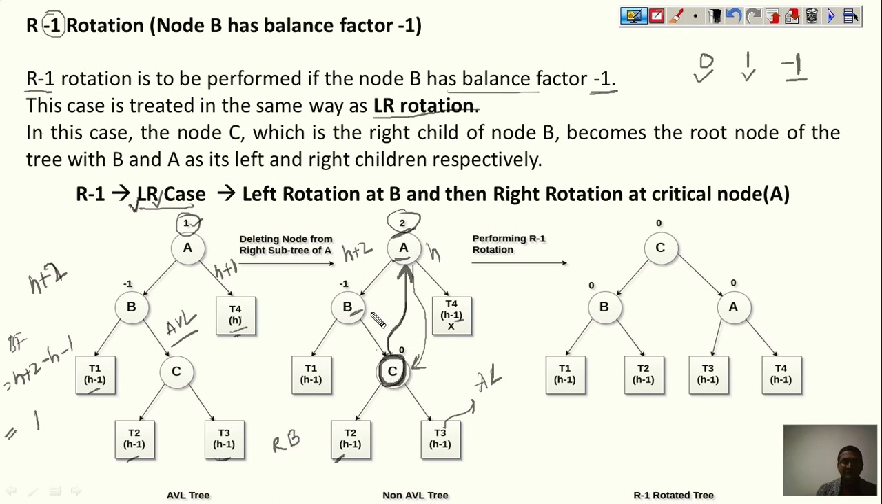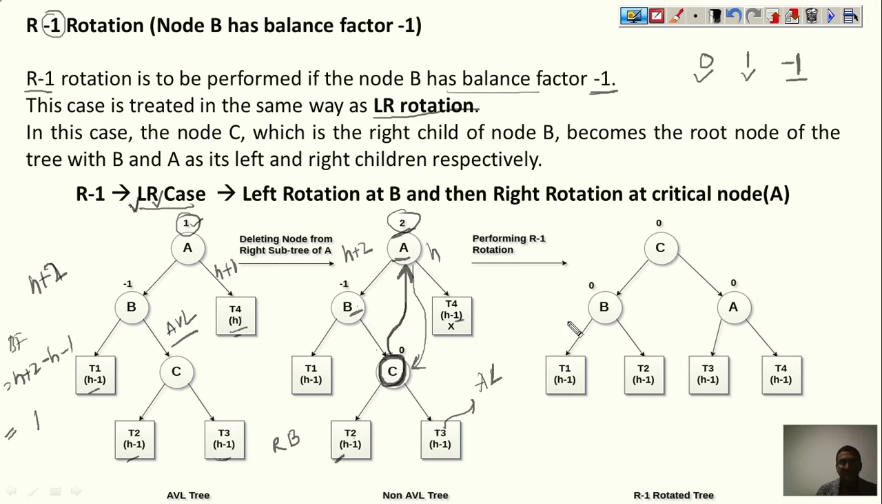So again I repeat, either you can do the LR case, do the two rotations separately, or if you are comfortable, you can do it directly. What is required: this will become the root, and this root becomes the right child of this, and this right child becomes the left child of A, and the left child becomes the right child of B.